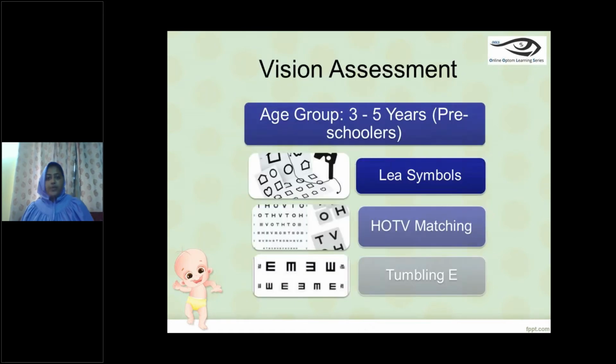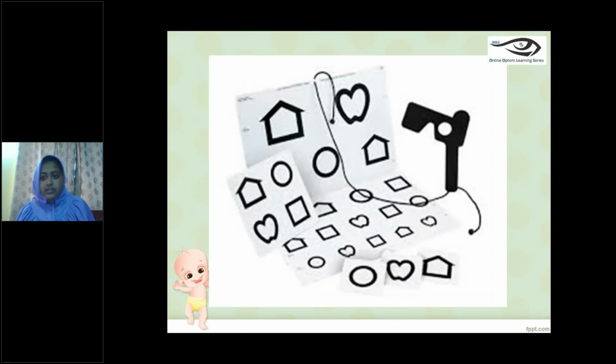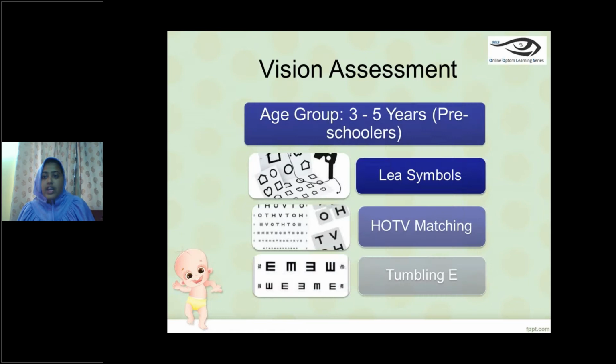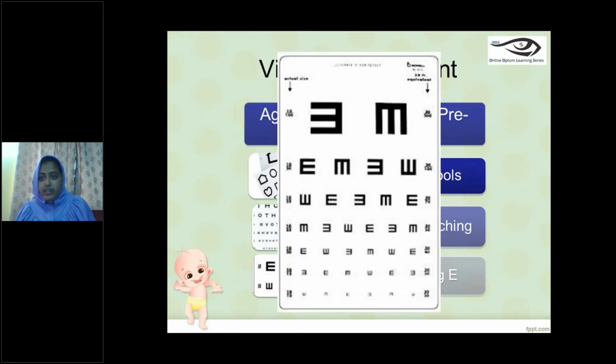Moving on next to the preschooler age group, we can use the LEA symbols again, but this time they would be saying out the names of the shapes. We can use a HOTV matching card. So this is the LEA symbol chart, which we have seen already. And this is the HOTV chart with a matching card. Then we can use the normal tumbling E method in this group.